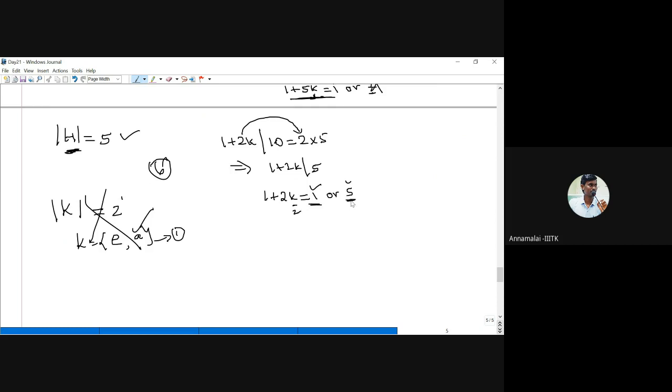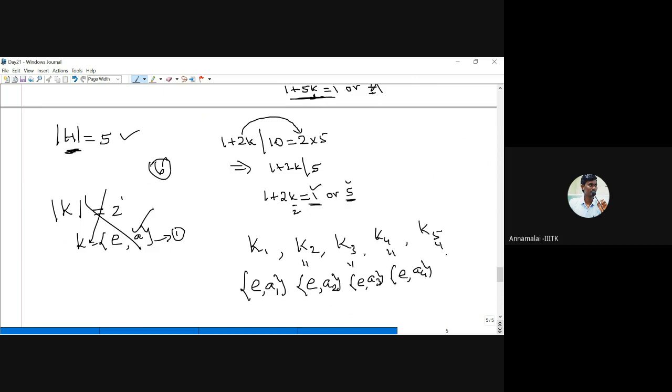Therefore, we have 5 2-Sylow subgroups. Namely, K1 is one 2-Sylow subgroup, then K2, K3, K4, K5. There are 5 2-Sylow subgroups. Since each is a 2-Sylow subgroup, the order should be 2. Therefore, since K1 is a subgroup, it contains the identity element and some other non-identity element, suppose I call it A1. And K2 is a 2-Sylow subgroup of order 2, and since it's a subgroup, it contains the identity element and some other non-identity element, suppose I take A2. Similarly, K3 also contains the identity and some other element A3. K4 also contains the identity element and some other element A4.